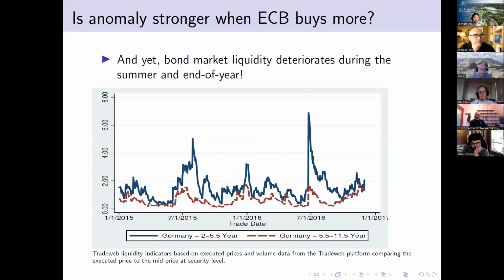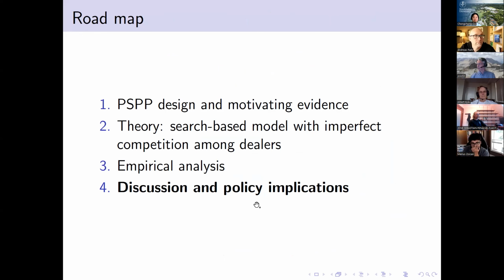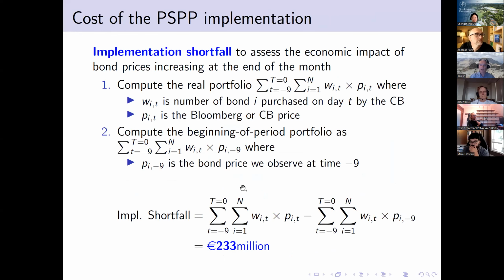And then the last, well, that's it. Okay, I'm done. So the last thing we do is we also look at what's the cost, in some sense, of this. We have a very simple measure, which we're getting some pushback on, but of course we're just looking at simple implementation shortfall. Suppose that they had done all their purchases at T-9 at the price observed then, versus how much they actually paid for those purchases. It turns out that the implementation shortfall is 233 million. Of course, I'm not saying that they could have done all their trades at T-9 without having any price impact given the size of the trade. It's just an interesting quantity to compute to get a sense of the magnitude at hand here.